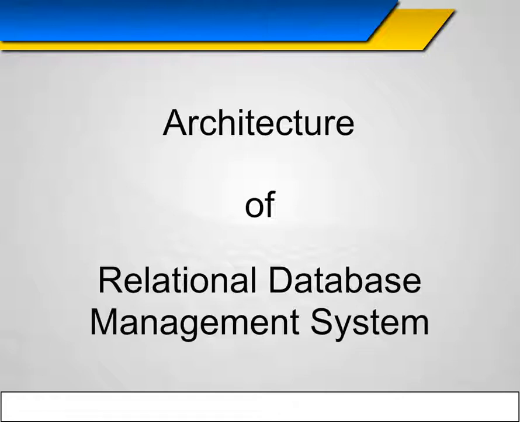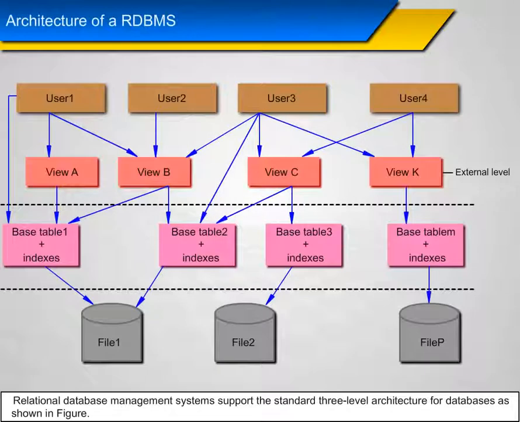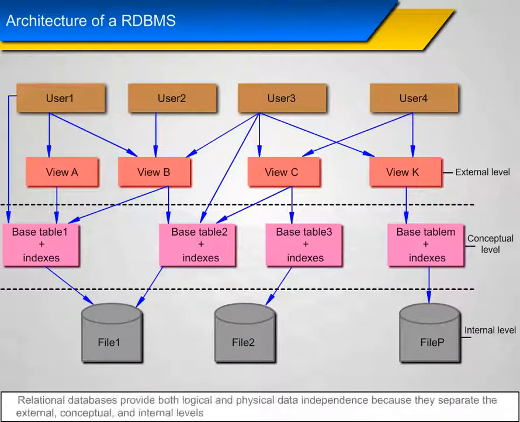Architecture of Relational Database Management System. Relational Database Management Systems support the standard 3-level architecture for databases as shown in figure. Relational databases provide both logical and physical data independence because they separate the external, conceptual and internal levels.